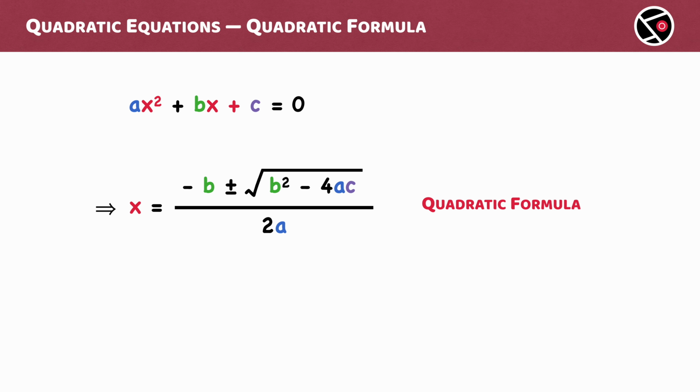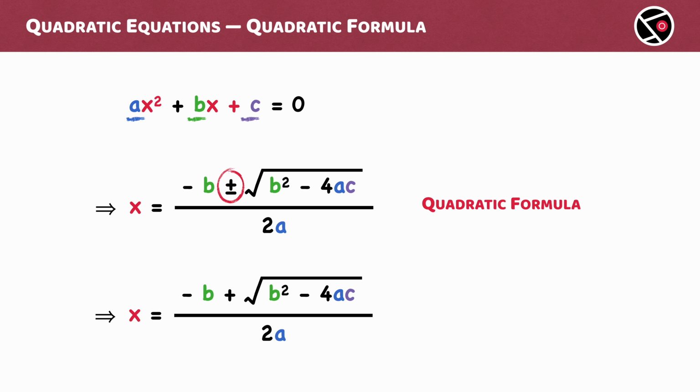We start with the coefficients a, b, and c, and then apply this formula to find the value of x. Notice the symbol, plus minus. It simply means we have two values of x. X equals minus b plus square root b squared minus 4ac over 2a, and x equals minus b minus square root b squared minus 4ac over 2a.